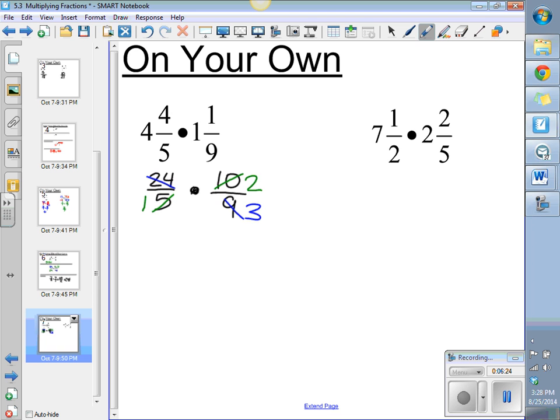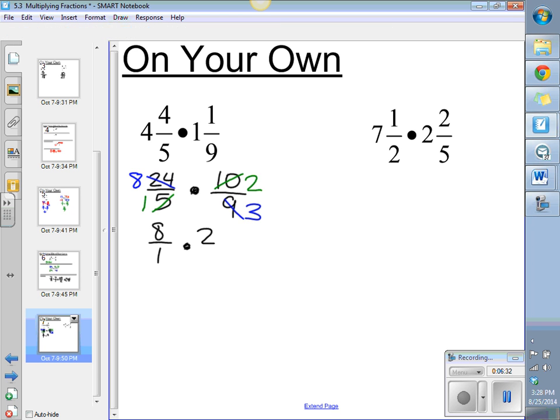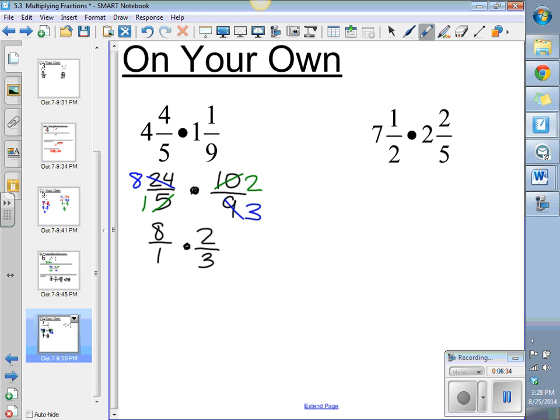So 3 and 8. So we'll rewrite this as 8 over 1 times 2 over 3, and I get 16 over 3. And again, unless you're given specific instructions, I'm okay with this or the mixed number, as you prefer. This would be 5 and 1/3.